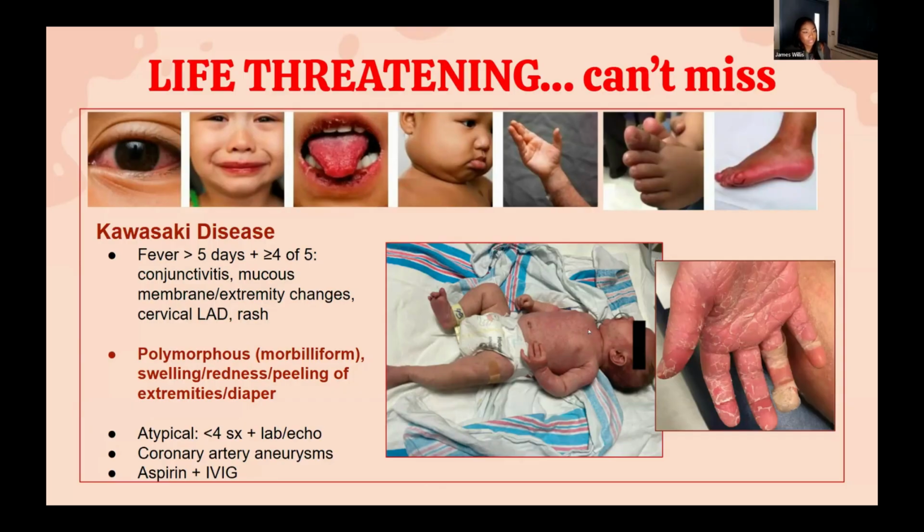The baby had this maculopapular rash and then peeling of the extremities. And then of course in the atypical, you can have less than 4 of the symptoms, but you need additional criteria to diagnose it, like anemia or thrombocytosis. And the reason we worry about this so much is the risk of coronary artery aneurysms. So you'll have your baseline echo inpatient and then follow it up outpatient after the IVIG and everything, just to see if there is or if it develops later.